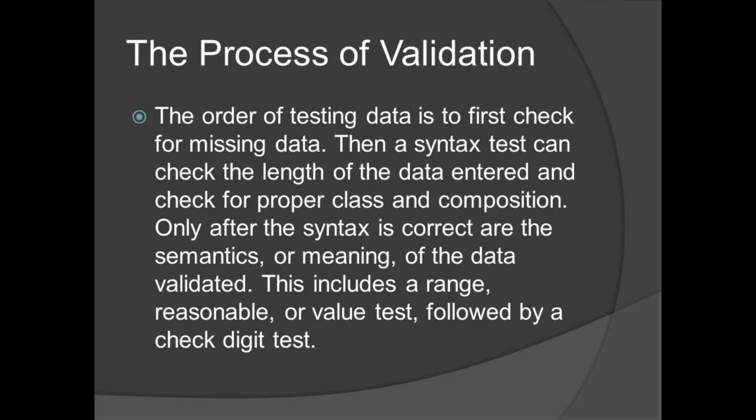The process of validation. The order of testing data is to first check for missing data. Then a syntax test can check the length of the data entered and check for the proper class and composition. Only after the syntax is correct are the semantics or meaning of the data validated. This includes a range, reasonable, or value test, followed by the check digit test.